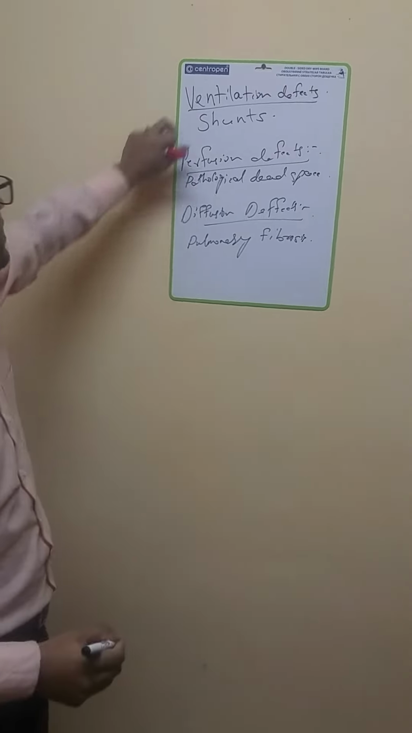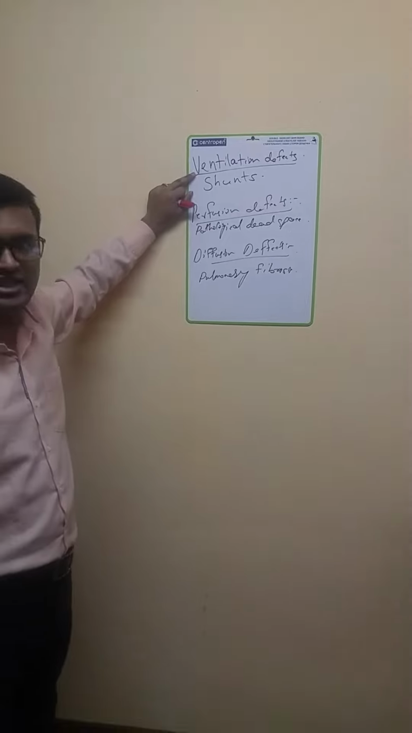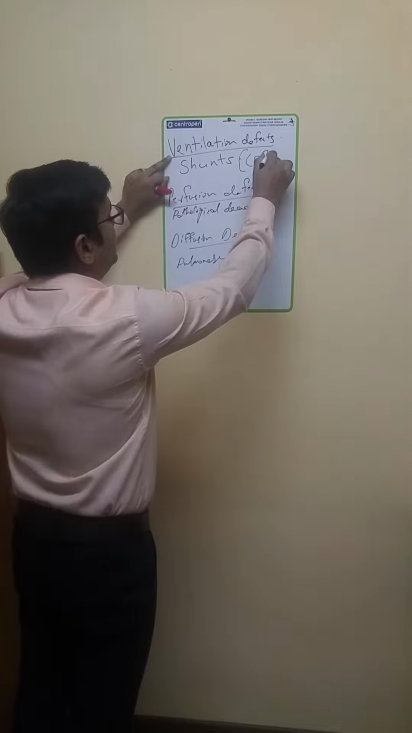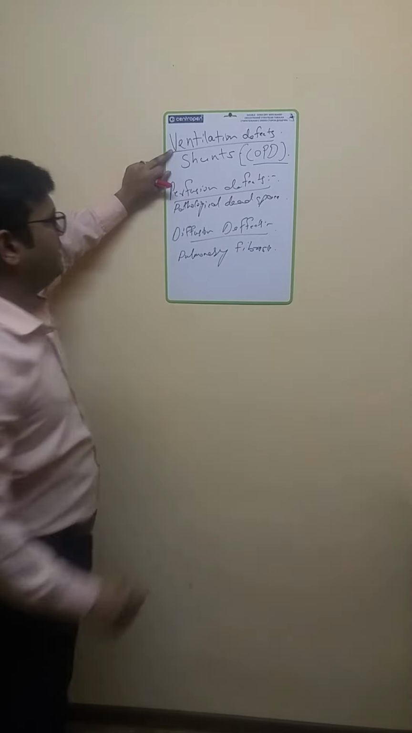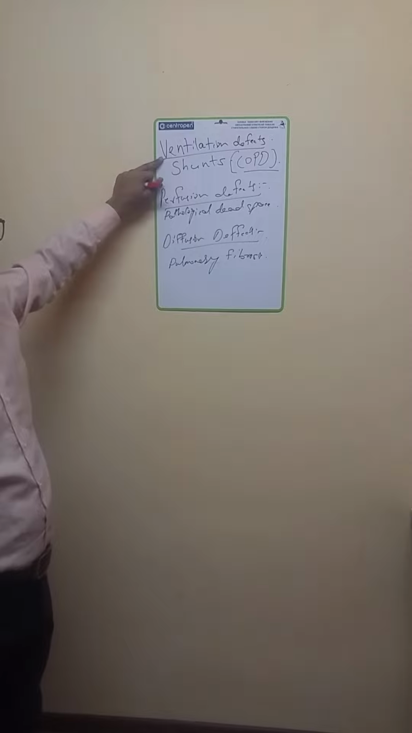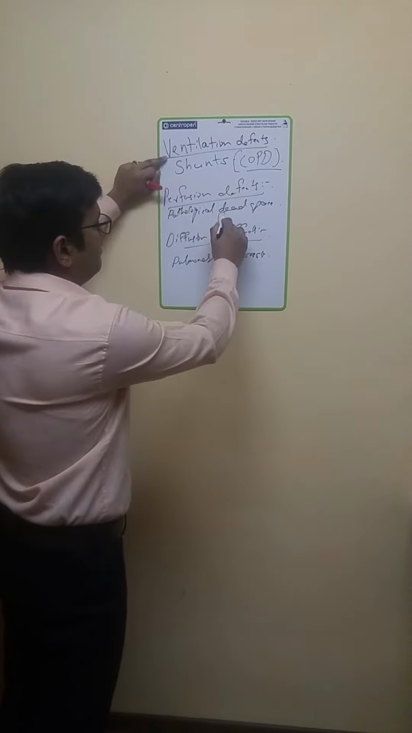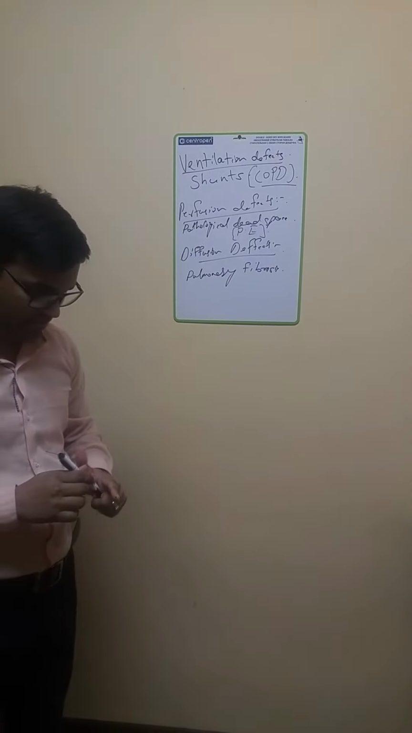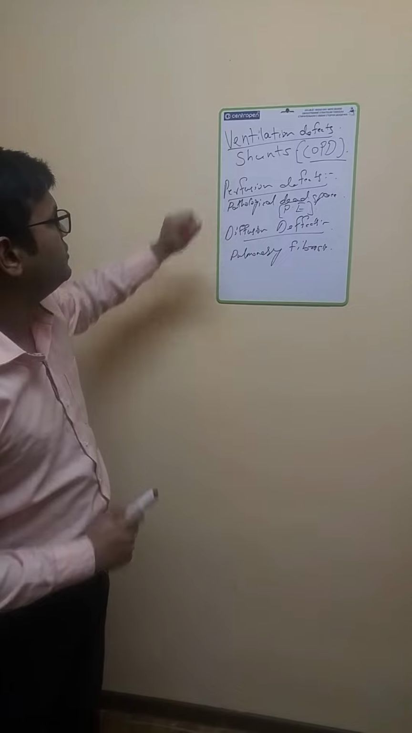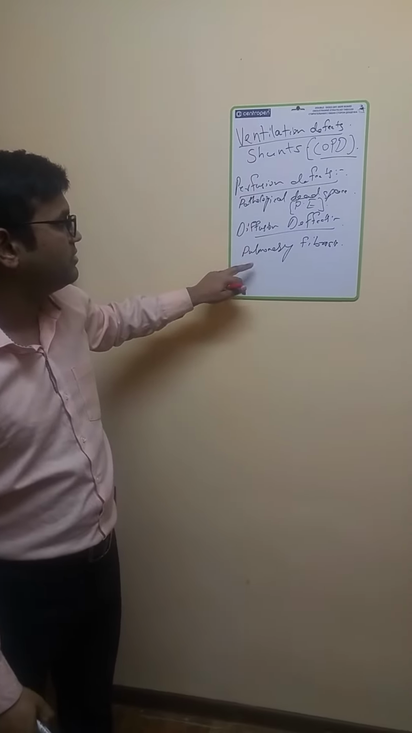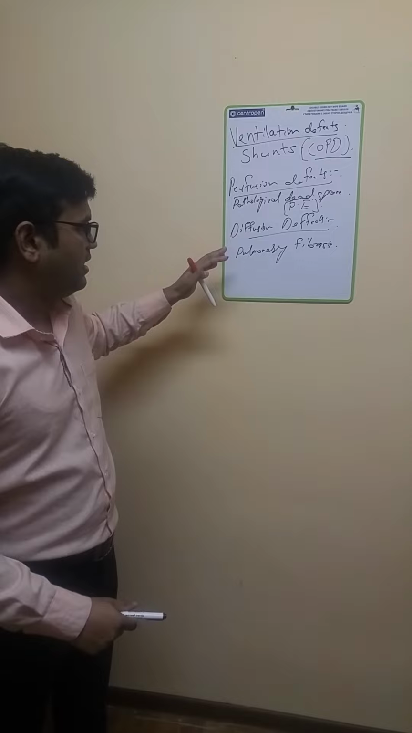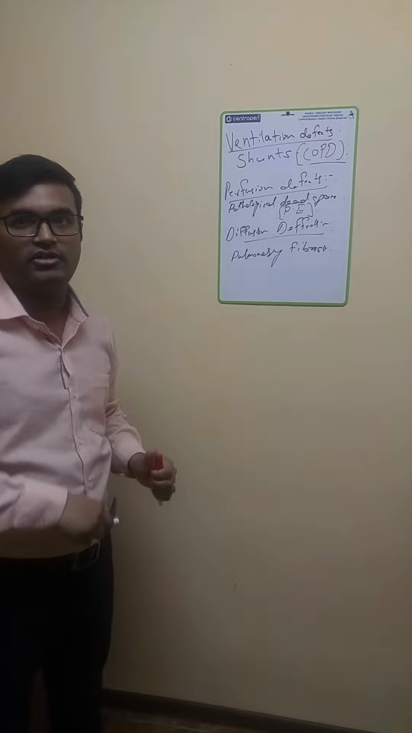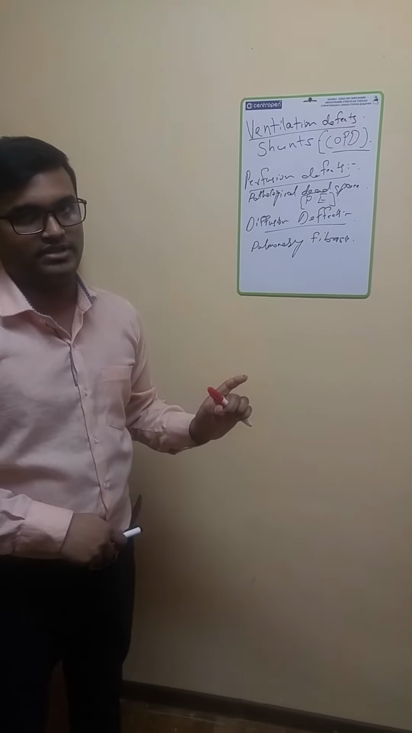Now friends, can you cite ventilation defects? Ventilation defects include obstruction in the upper respiratory tract. For example, COPD is one kind of ventilation defect. Perfusion defects include what? Pulmonary embolism, a big pulmonary embolus in the pulmonary artery, can lead to perfusion defect. Diffusion defect will be produced by pulmonary fibrosis, where the membrane is not intact for transfer of oxygen from the alveoli to the blood vessels or the capillaries.